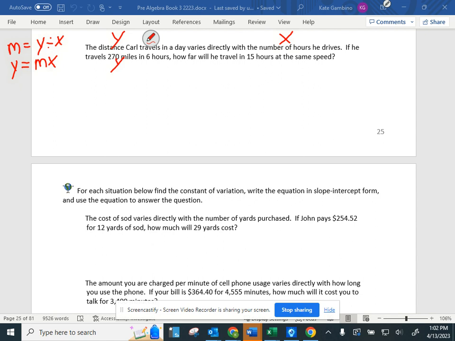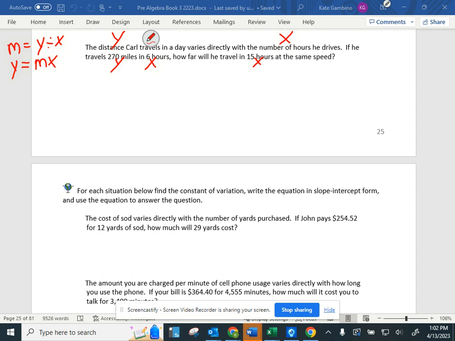So if I have any boys baseball players, go quietly with your chairs because we are recording. So my distance is my y, that's the miles. My x are the hours. So how far will he travel in 15 hours? Is 15 hours my y or my x? X. So I'm going to fill in that 15 for the x.